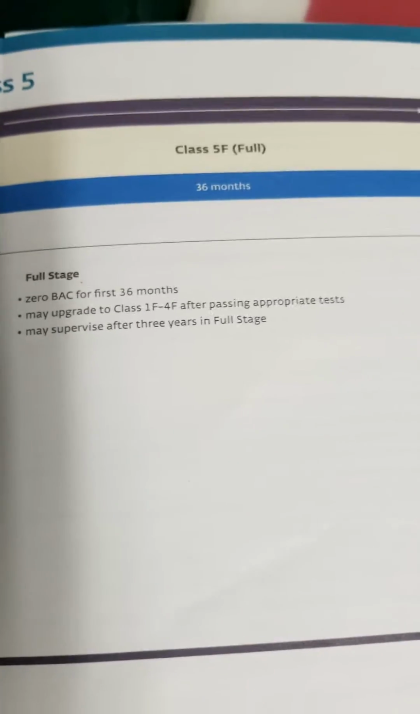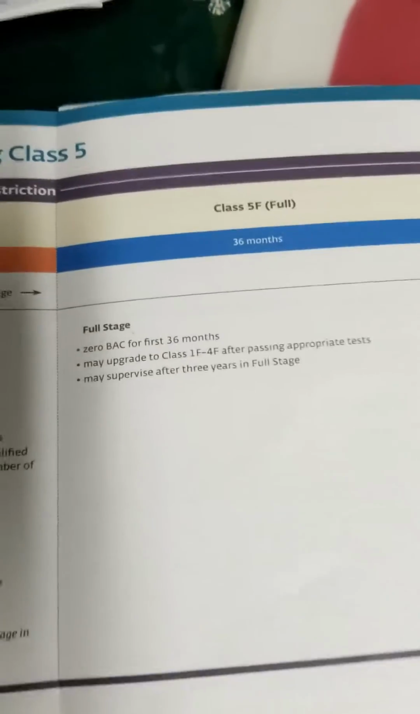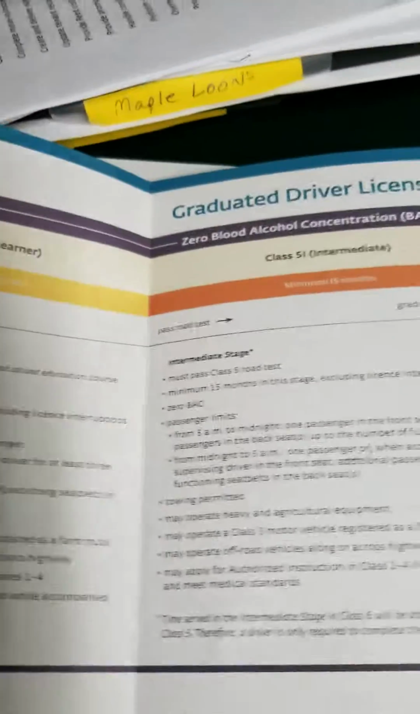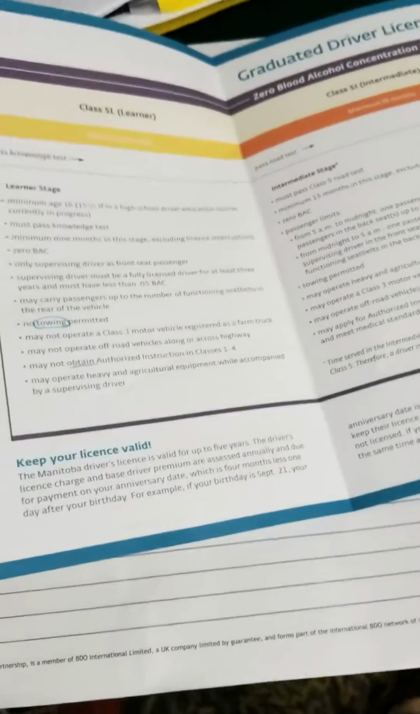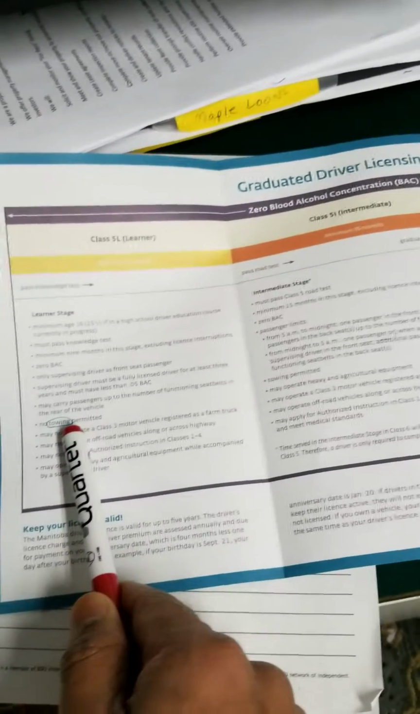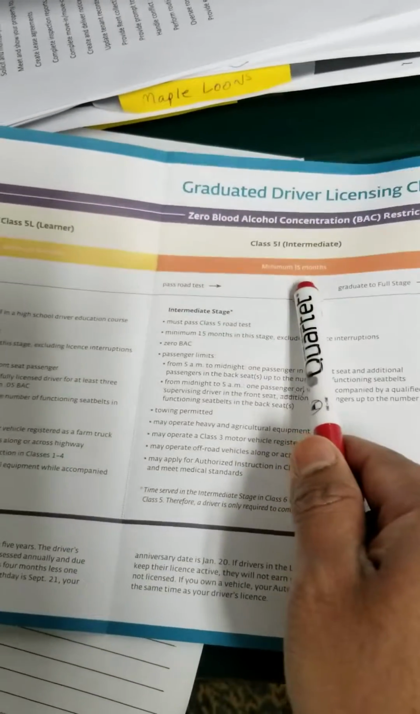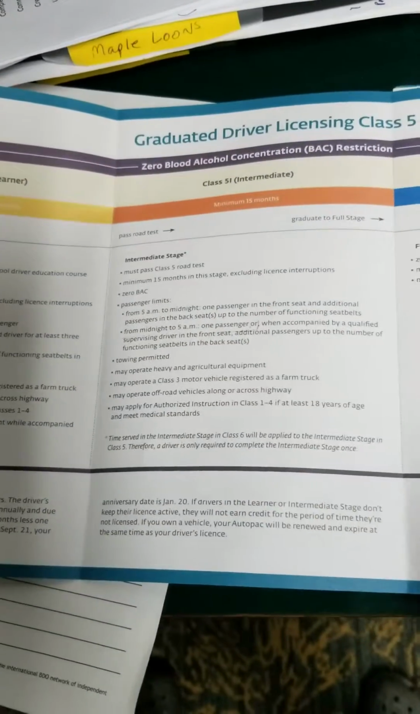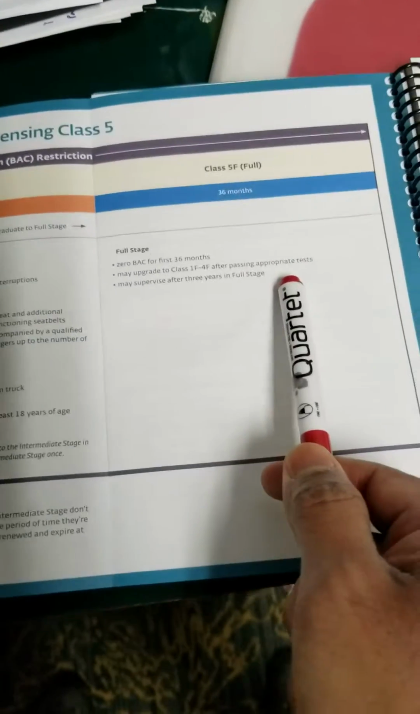And then class 5 full means now you don't have any restriction, other than if you want to supervise someone to drive, then you have to be in that stage for 36 months. So I hope that's a summary of the class 5, and that mainly covers what you may expect in the exam. The main thing in this episode is that no towing is permitted with the class 5L. And for class 5I, you have to be in it for 15 months. To become a supervising driver, you must have class 5 full for 3 years.